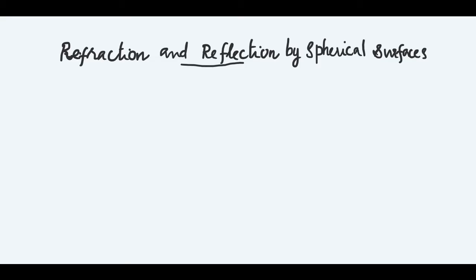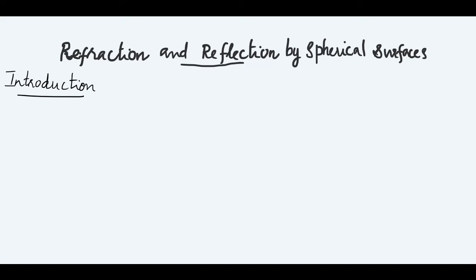Hey students, today we are going to discuss refraction and reflection by spherical surfaces. In this chapter, we will study the formation of an image by simple optical systems. We will assume the optical system to be made up of a number of refracting surfaces, like a combination of lenses.